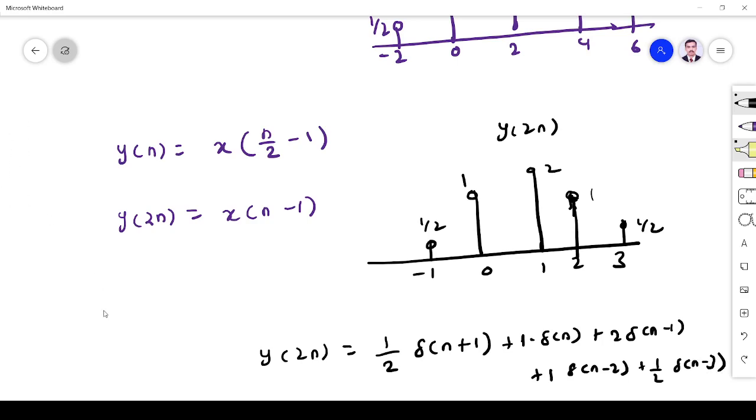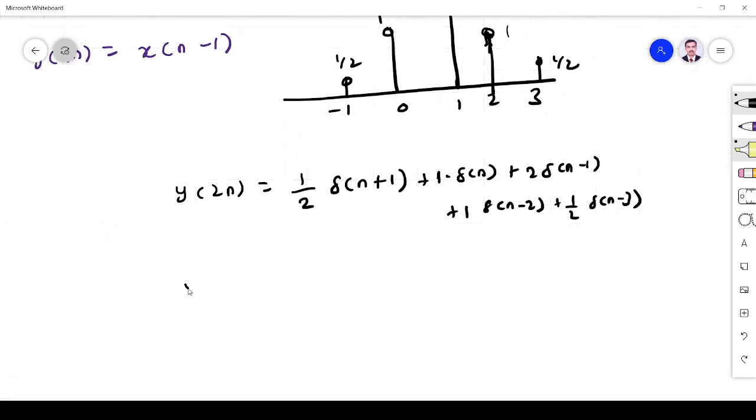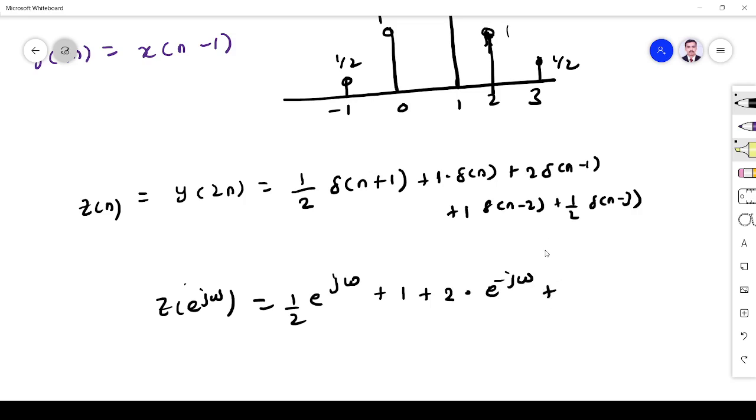Now we have to take the Fourier transform. Let me call y of 2n simply z of n, so we need z of e power j omega. For 1 by 2 delta of n plus 1, the Fourier transform is 1 by 2 e power j omega. For delta of n it is 1. For 2 delta of n minus 1 it is 2 e power minus j omega. Then plus e power minus j 2 omega, plus 1 by 2 e power minus j 3 omega.